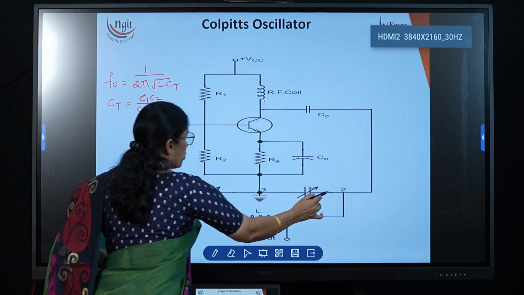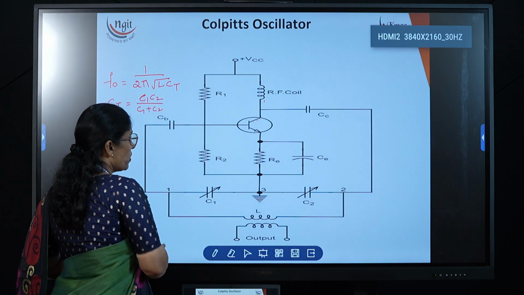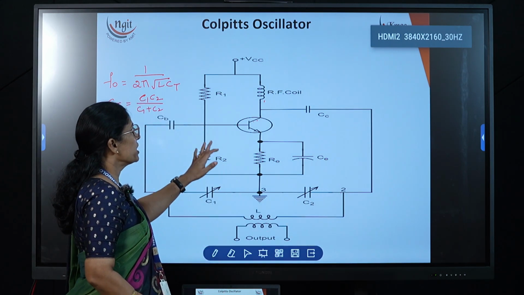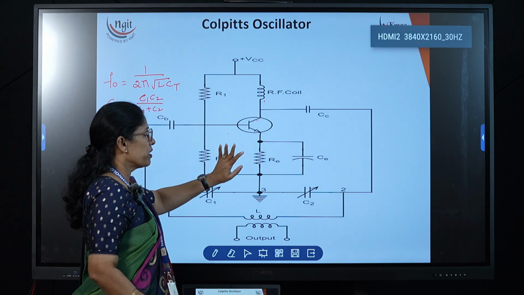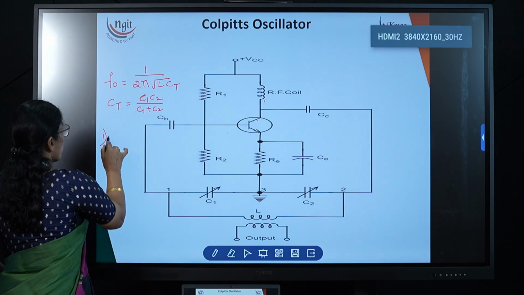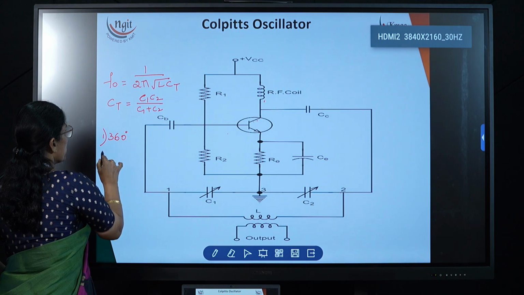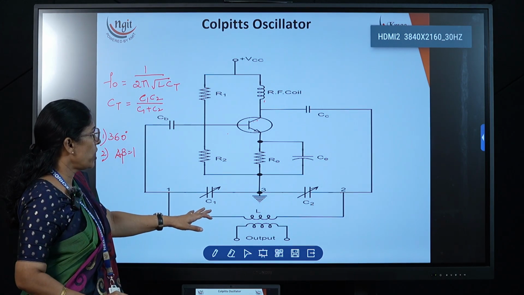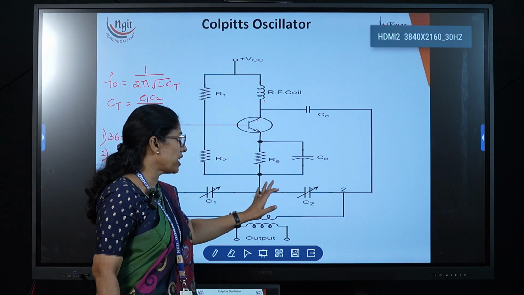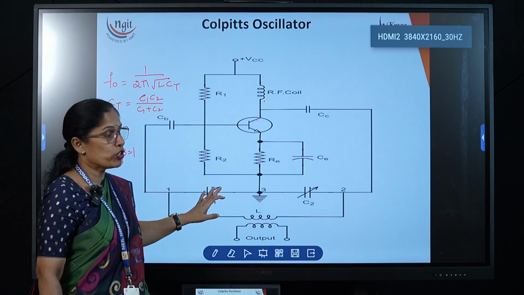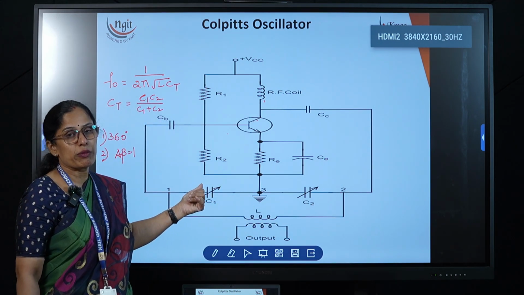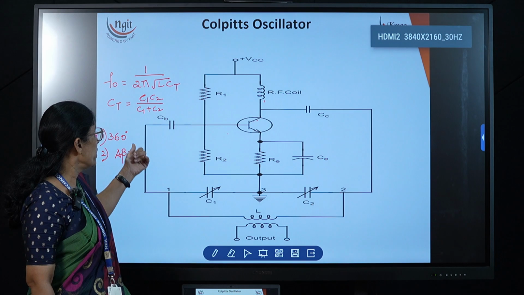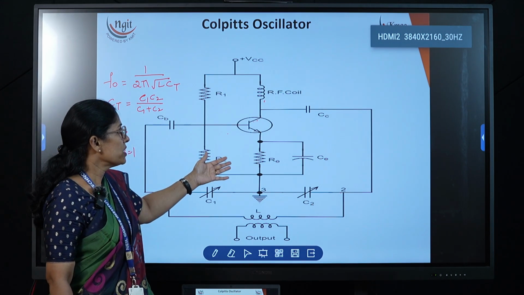Now with respect to point 2, point 1 will produce the 180 degrees phase shift, and vice versa. With respect to point 1, point 2 will produce the 180 degrees phase shift, and one more 180 degrees phase shift is produced by the CE amplifier. So condition number 1 is satisfied, it is producing total 360 degrees, and condition number 2 is A beta is equal to 1. Here we have to arrange the tank circuit values such that A is equal to 1 divided by beta, thereby the total loop gain A beta is equal to 1. So if these two conditions are satisfied, then it will set up the oscillations.